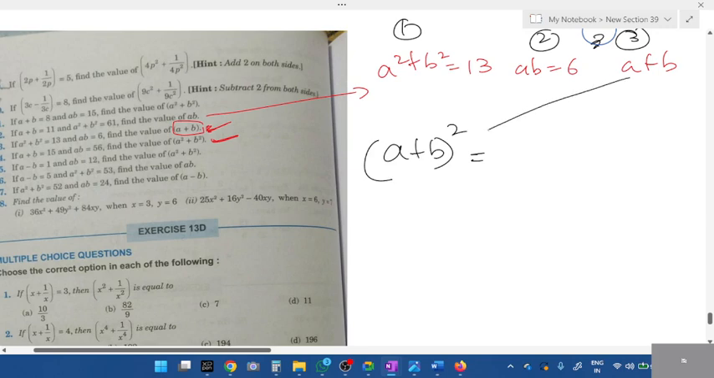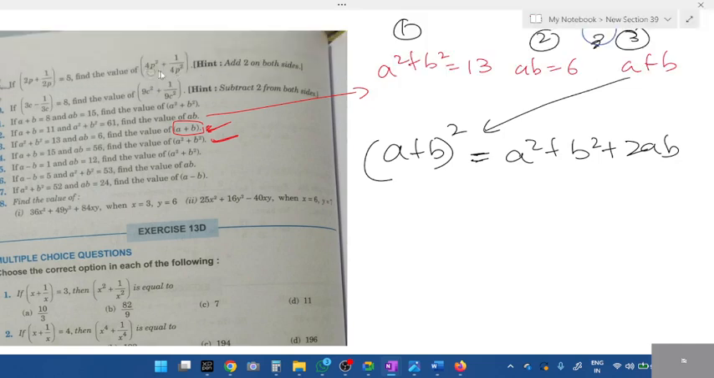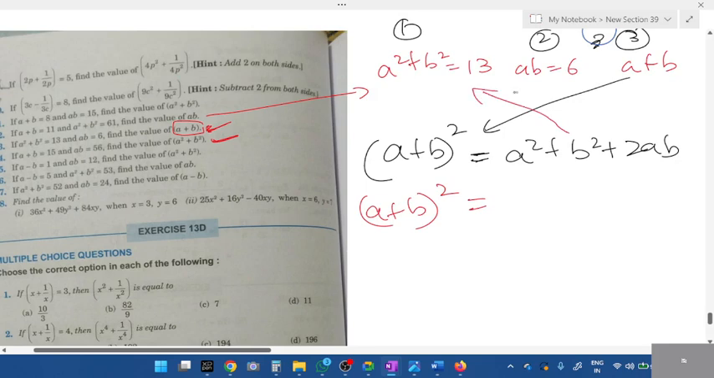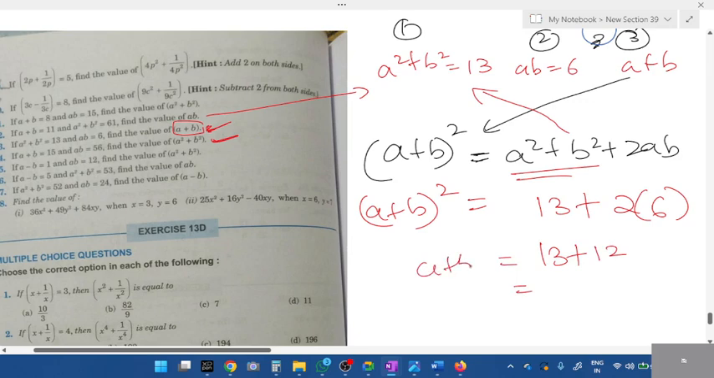What is a plus b the whole square? On the right hand side, there is no value given. So what is the value, students? A square plus b square plus 2ab. Now in this, a plus b the whole square remains as it is. What is the a square plus b square value given? 13 plus 2 into ab, which is 6. 13 plus 12. How much is 13 plus 12? 25. I don't need a plus b the whole square. I just need a plus b, student.